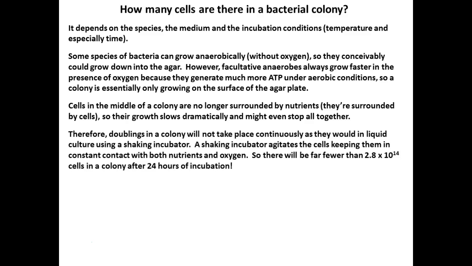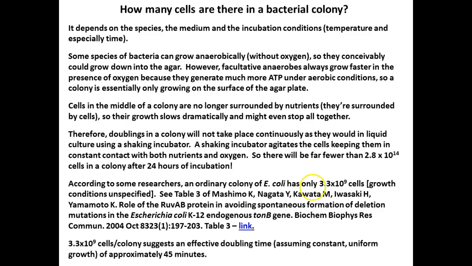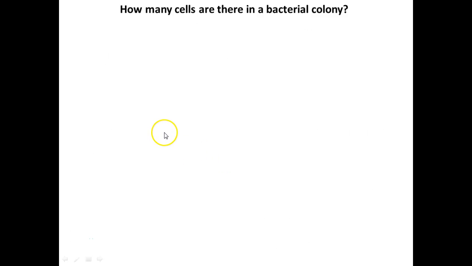And as I said, growth is going to vary because of the environment and how they're arranged on that plate, what they have available to them. So this is from a paper, and so an ordinary colony of E. coli, 37 degrees after 24 hours, expect about 3.3 times 10 to the 9th cells. So again, about 1 billion cells in that little tiny speck that you're seeing on those plates. This suggests that the doubling time is probably around 45 minutes on average for that actual group of cells.